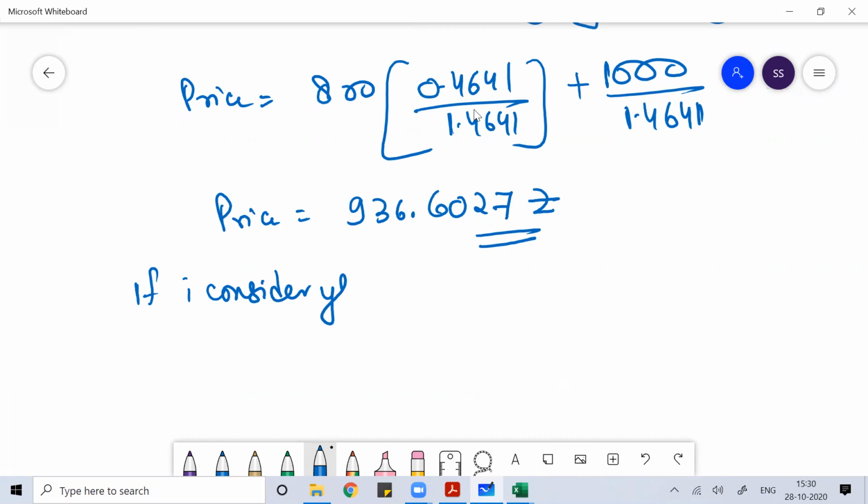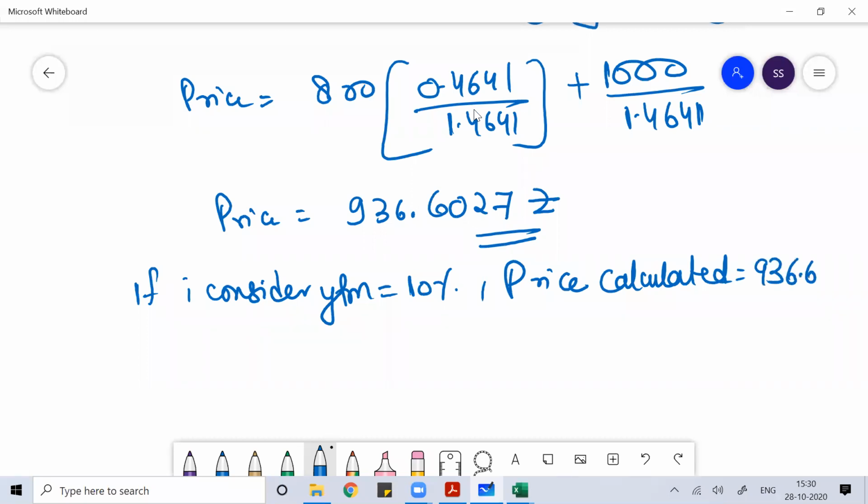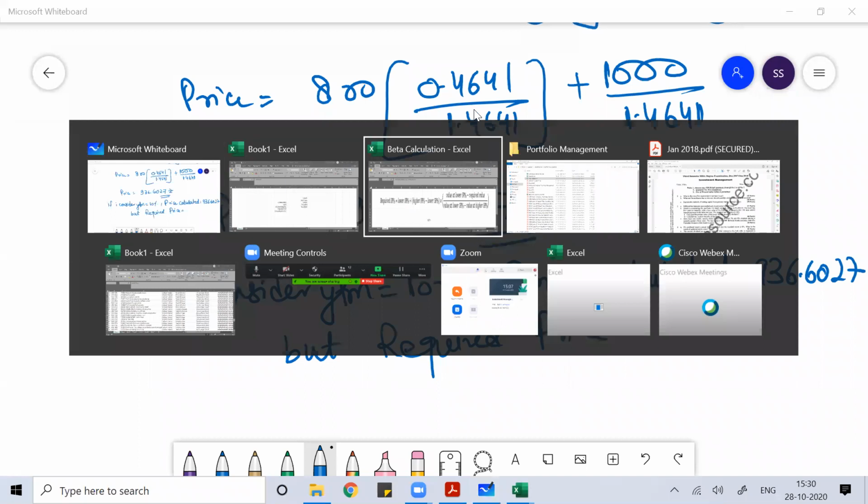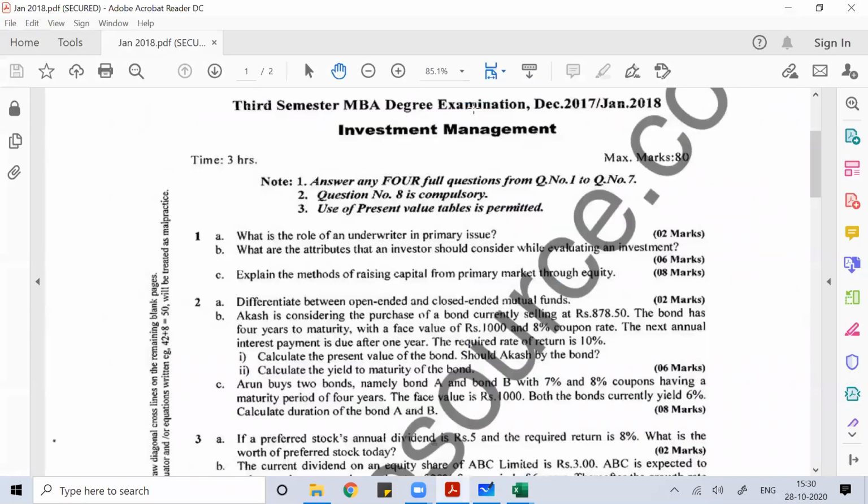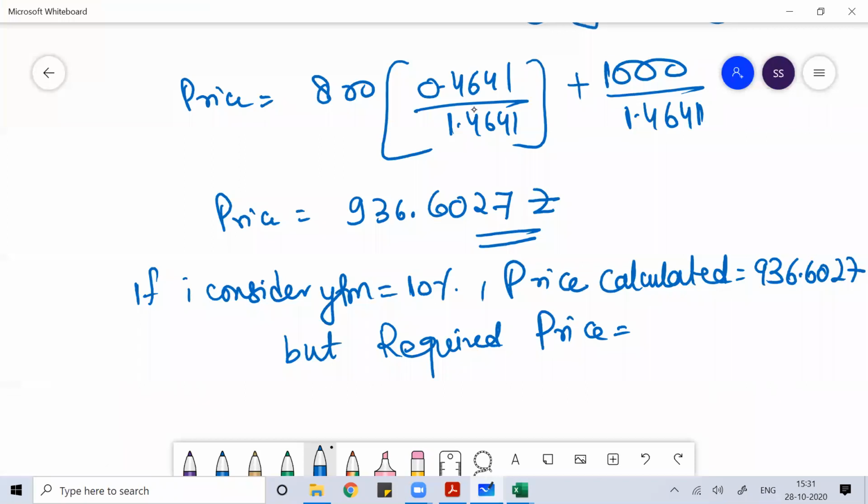If I consider YTM as 10%, the calculated price I'm getting is around 936.6027. But the required price, the price of the bond given to you, is 878.5. So I want a lesser value.